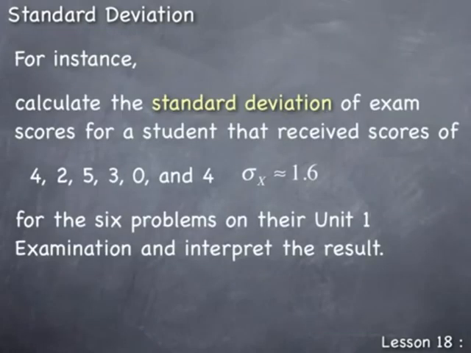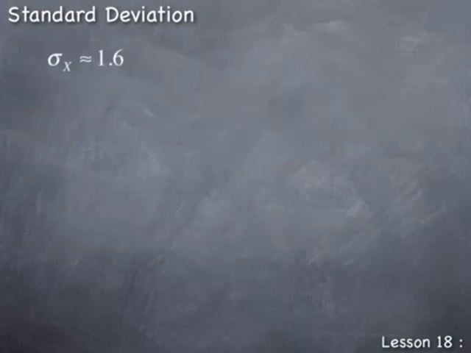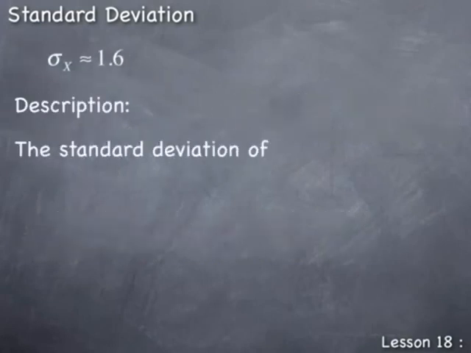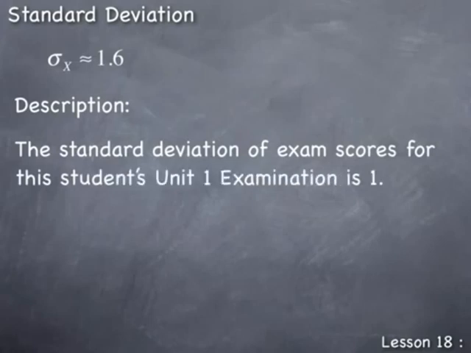So now that we've calculated the standard deviation for this student's Unit 1 exam scores, we then need to interpret the result. Now, a description of the result is just reporting the results that we received in the data. In this case, the standard deviation of exam scores for this student's Unit 1 examination is 1.6. Interpretations go beyond just the description. That is, they give meaning or an explanation of what the result is.